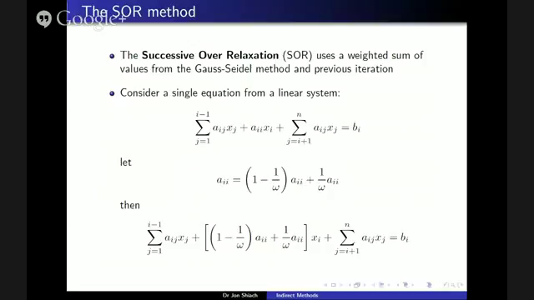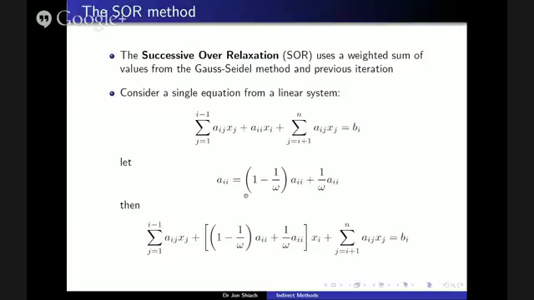What I've done here is take a single equation from a linear system. I've grouped all of those terms to the left of the main diagonal in this summation. Then I've got the main diagonal term, which is in the middle, and then the term to the right. In a Gauss-Seidel method, this would use the current values of x, and this would use the previous values of x. What I'm going to do is replace a_ii with this weighted sum.